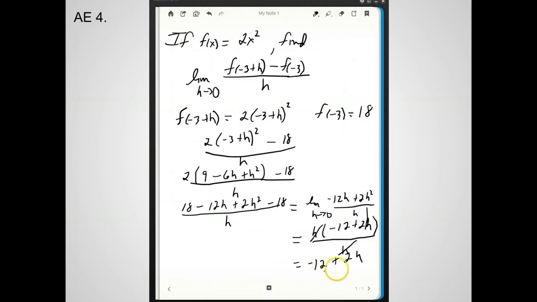As h approaches 0, we have a polynomial function now. The limit of this polynomial function as h approaches 0 is the value of the function at 0, which is negative 12 plus 0, which is negative 12. So our limit, the limit of this as h approaches 0, is equal to negative 12. Takes a little bit of algebra to clean it up, but that's how that's done.